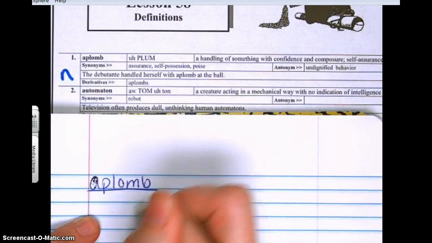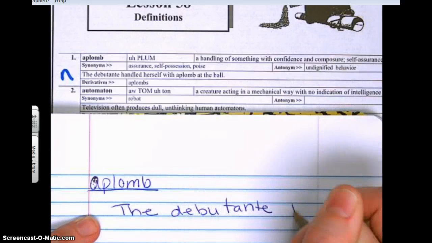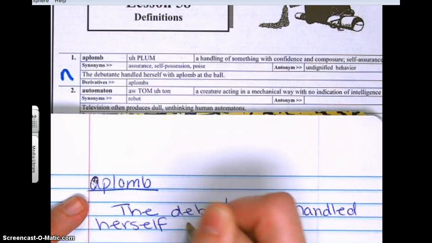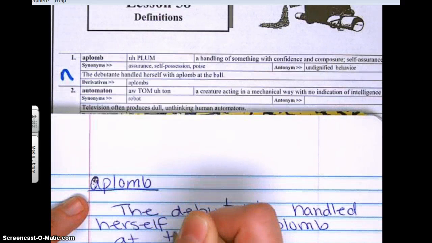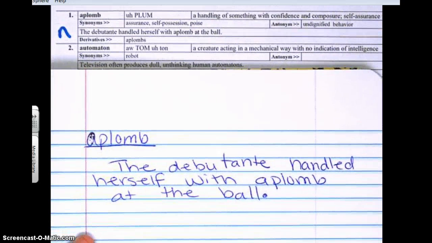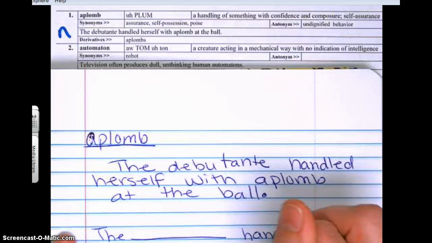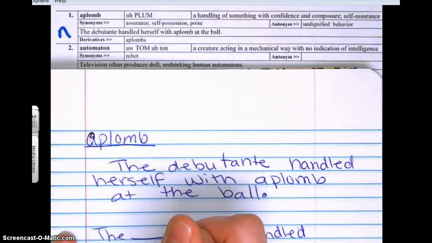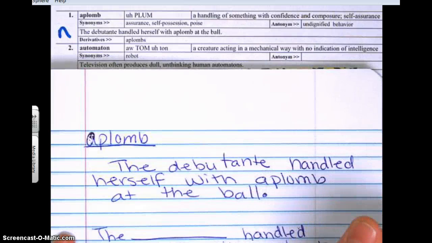When I tutor, I have the kids write down the sentence. The debutante handled herself with aplomb at the ball. Then you want to write your own sentence, but follow this pattern. You would say the something handled, you can use the same verb, themselves with aplomb, and then tell me where.